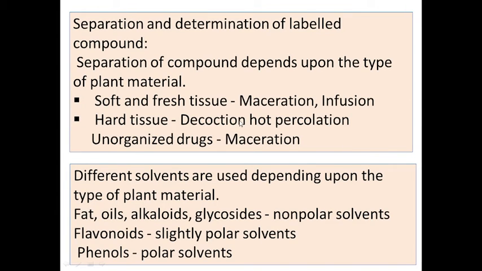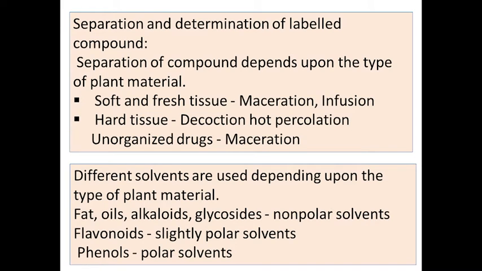After that, decoction. Decoction and infusion are generally carried out with soft tissue, and for collection of volatile oil. All these vitamins or those drugs which are heat sensitive can be separated by using the infusion technique, where the drug material is soft or fresh tissue. In case of hard tissue, the decoction method is used.